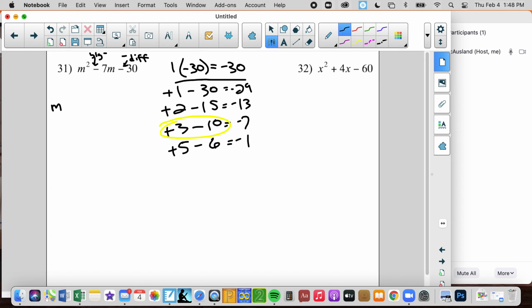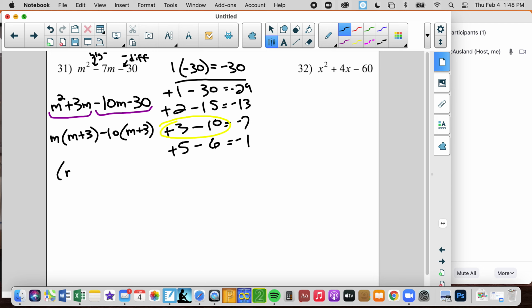So this becomes m squared plus 3m minus 10m minus 30. Let's group them. And we can factor out an m plus 3. We're going to factor out a negative 10, m plus 3. And that gives me m plus 3 times the quantity m minus 10.